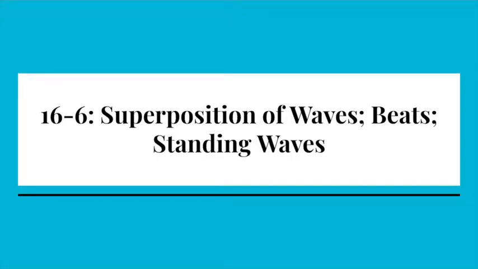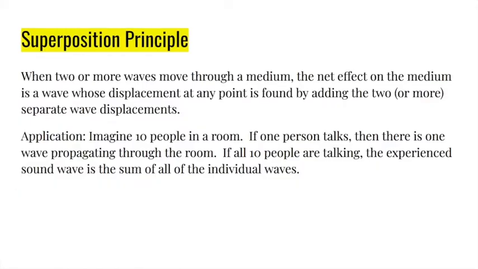All right, section 6 from chapter 16 is called Superposition of Waves, Beats, and Standing Waves. This section has some interesting illustrations in it that I'm able to show you via video, which I think will be good. When two or more waves pass through a medium, the net effect on the medium is a wave whose displacement at any point is found by adding the two or more separate wave displacements.